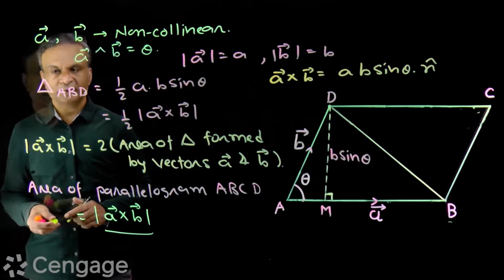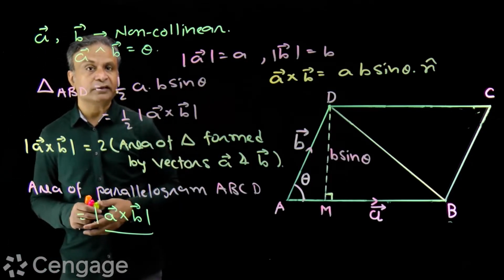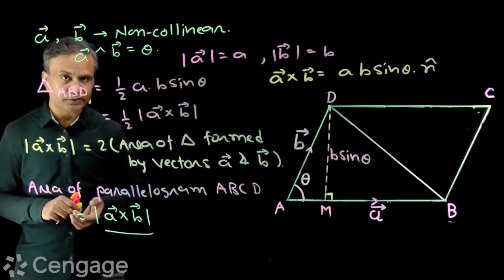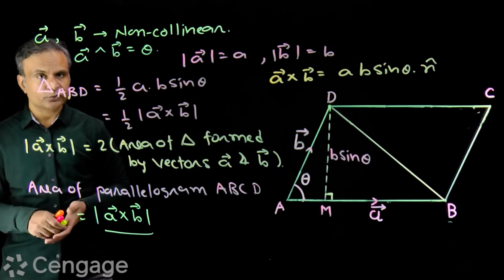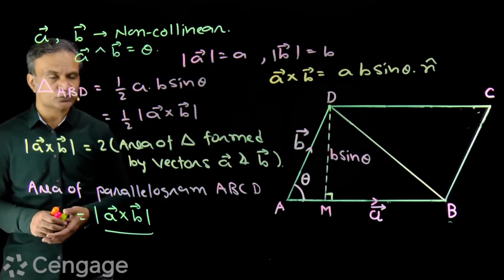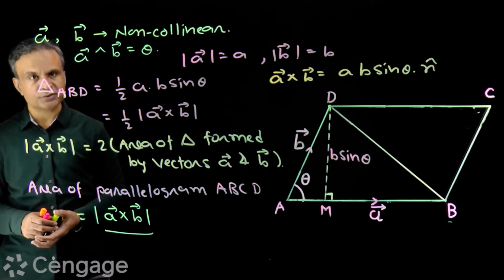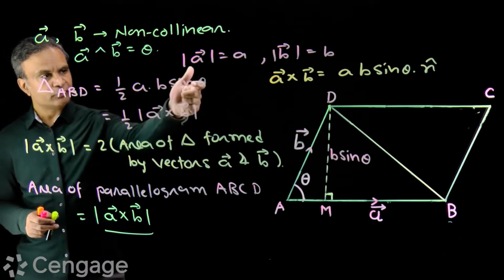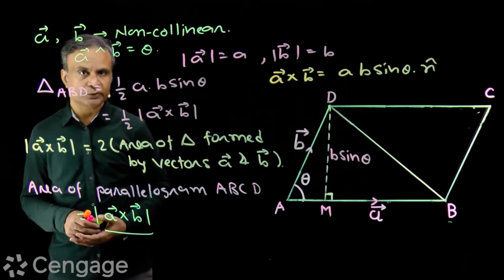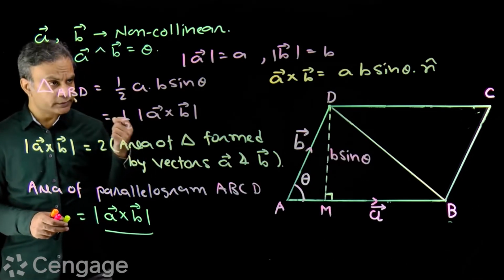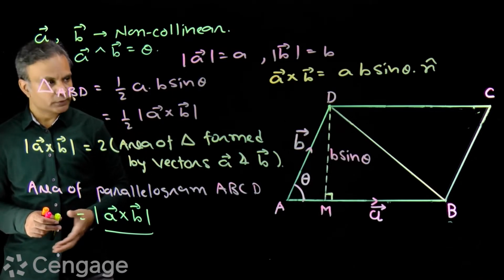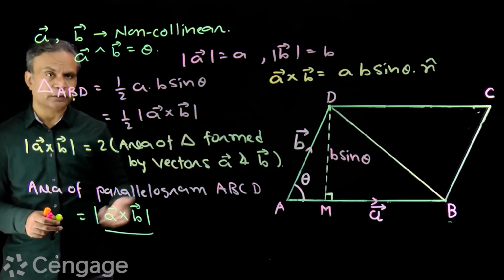Now here, if angle theta is 0, then vectors A and B will be collinear. We won't have any two-dimensional figure. If vectors are collinear, neither a triangle nor a parallelogram will be formed, so the area will be 0. You can check: when we put theta equal to 0 we get value 0, because sin 0 is 0. And if angle theta is 90 degrees, we will have a rectangle and a right angle triangle.